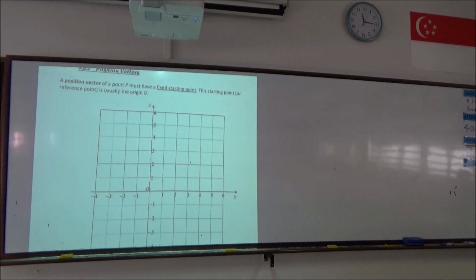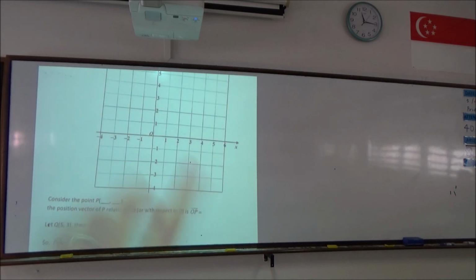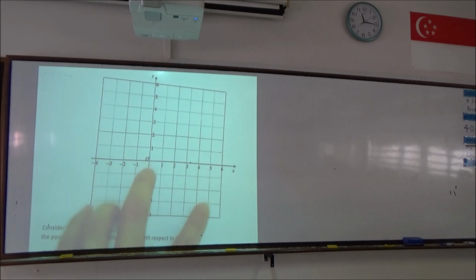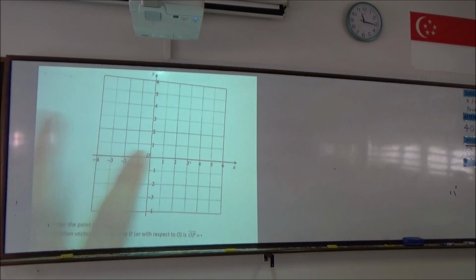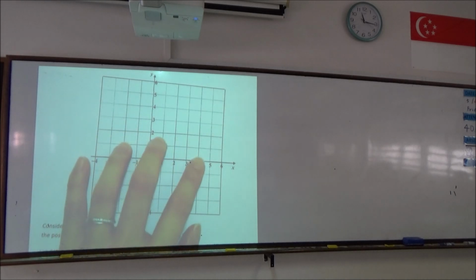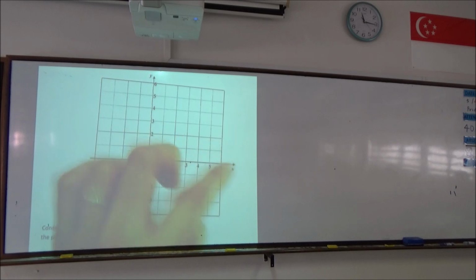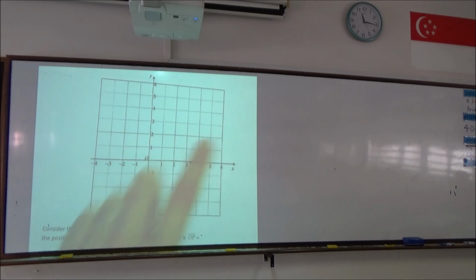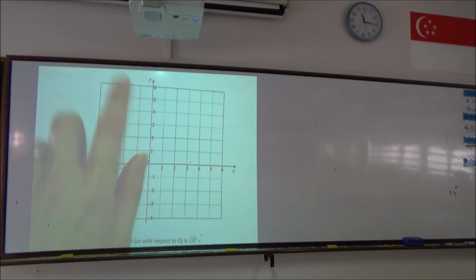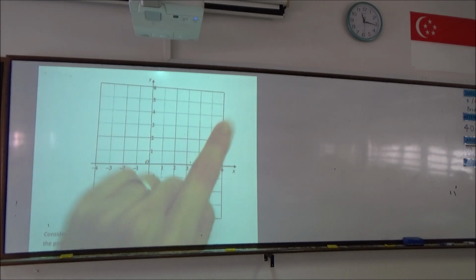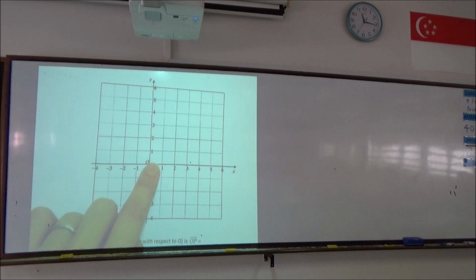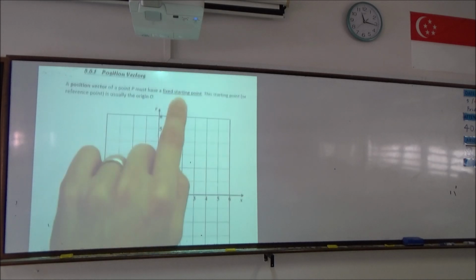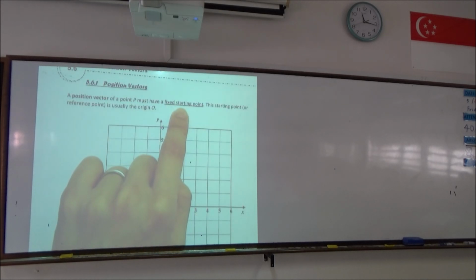Earlier on I mentioned that whenever I drew my vectors and gave you the x-axis and y-axis, it's just for us to determine the spacing, how many units there are. But if we are given a certain coordinate, we can very easily tell what is the position vector of that point relative to O. So it must be relative to a fixed starting point. That's the whole idea about position vector.